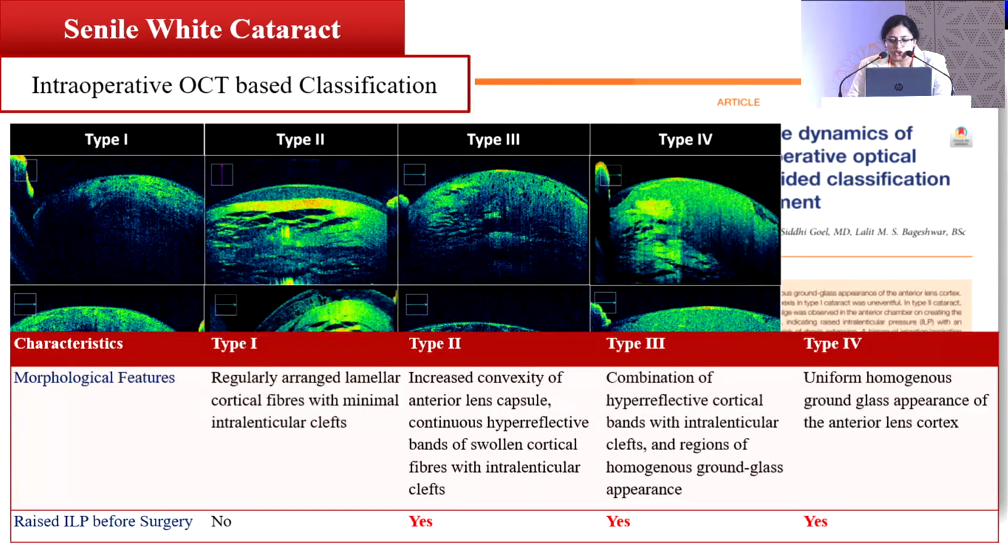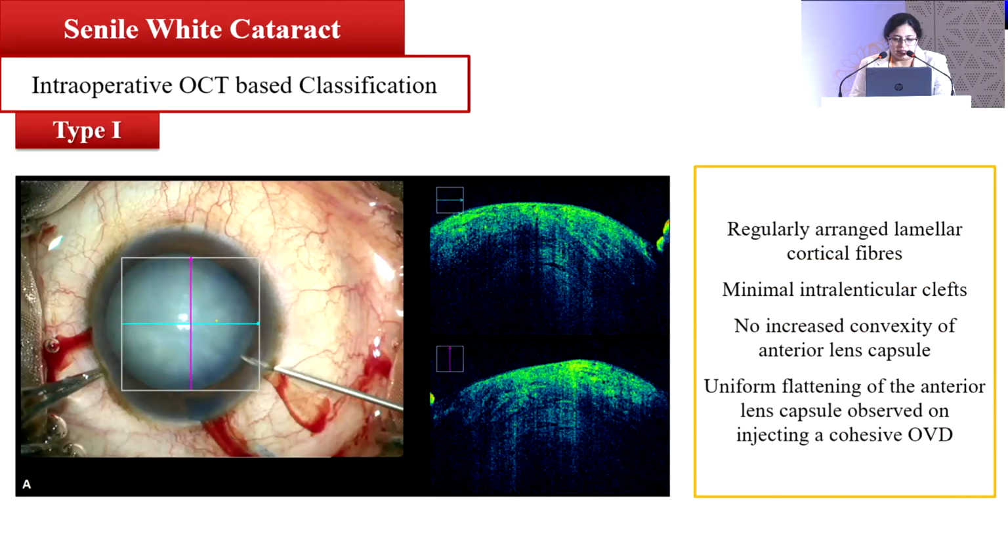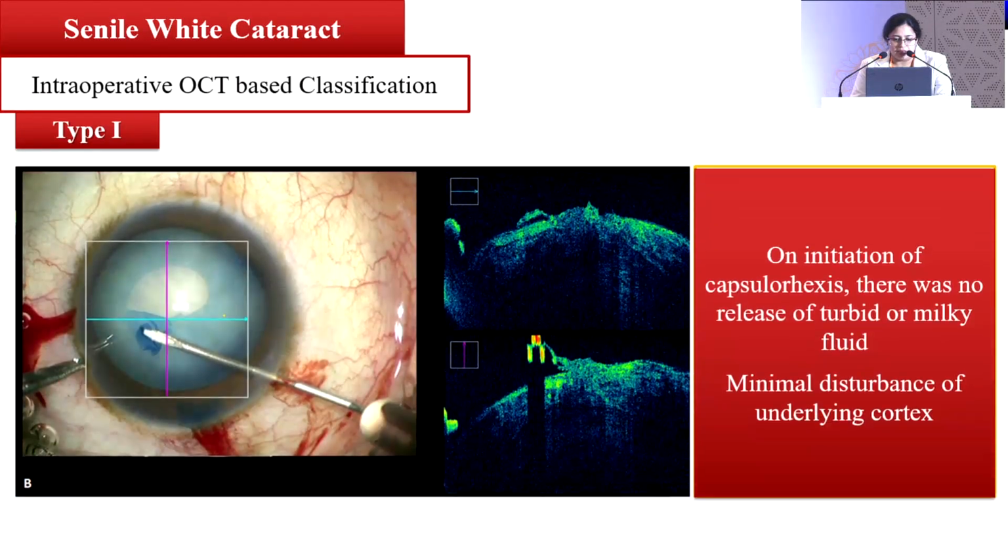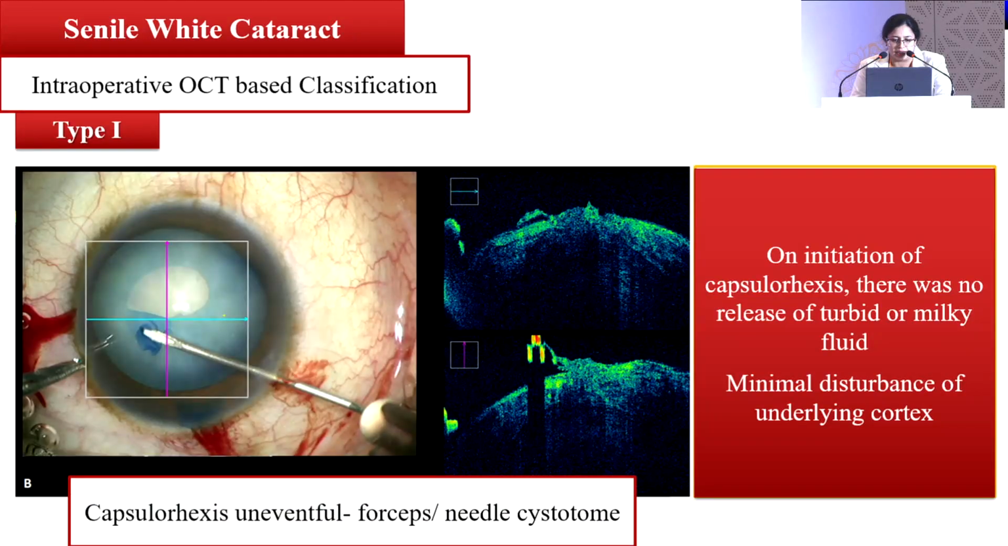Type 4 has a uniform homogeneous ground glass appearance of the anterior lens cortex. These are the ones in which a lot of milky fluid comes out the moment you give a nick, and there is a release of intralenticular pressure, making the subsequent rhexis still challenging, but you do not see an Argentinian flag sign in these. So just to give you a clearer example, in type 1, you can go ahead with the rhexis. There is no release of turbid or milky fluid, minimal disturbance of underlying cortex.